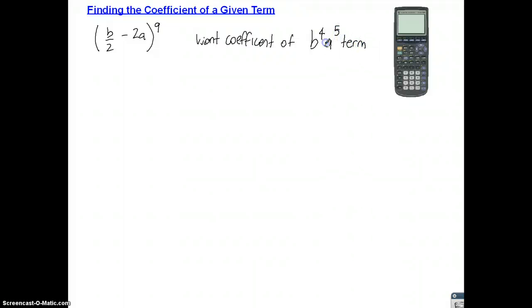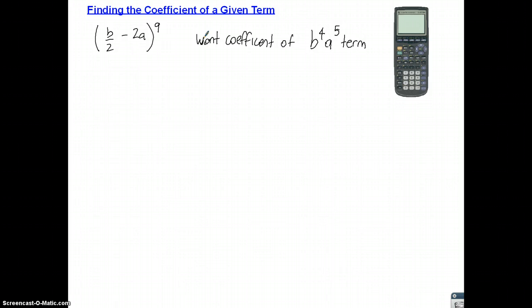Let's do (b over 2 minus 2a) to the power 9, and let's say we want the coefficient of the b to the 4 a to the 5 term. Okay, alright, so how are we going to approach this thing?